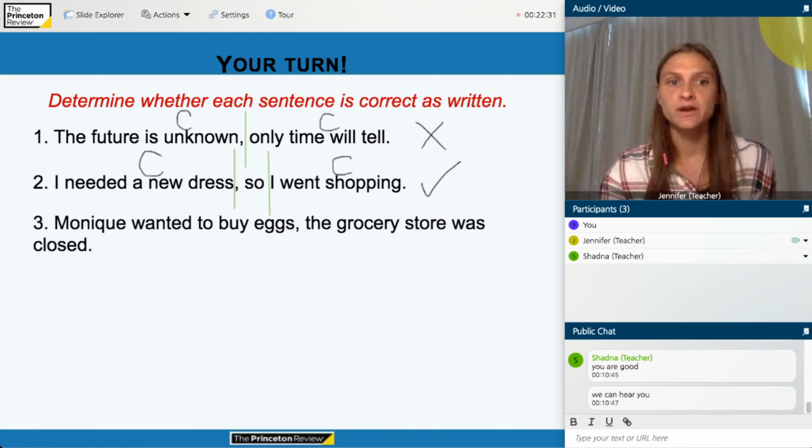So the next one here, number 3: Monique wanted to buy eggs, the grocery store was closed. I'll leave you guys to do this one on your own for just a few moments. So determine whether or not this is okay as it is. And first ask yourself whether you've got 2 complete sentences or 2 complete ideas or not.